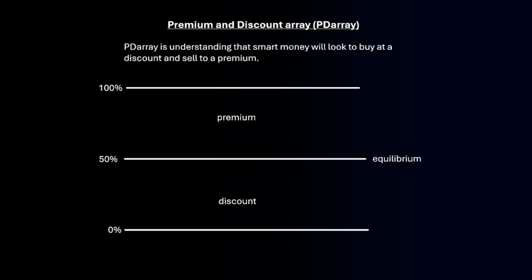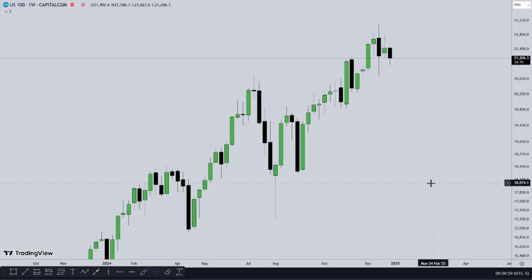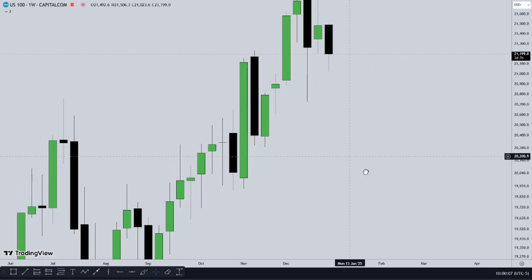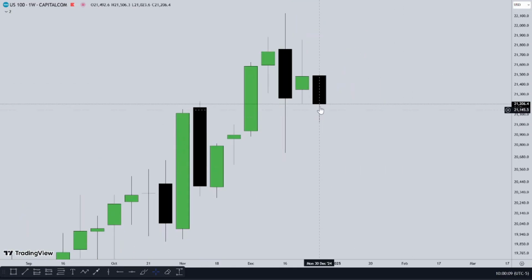So I'll be using the US 100. We'll move from the weekly time frame to the daily time frame and maybe touch on the 4-hour time frame. So let's move to the chart. Now we're on the weekly time frame of US 100. On this weekly time frame, let's look at the recent premium and discount array. Here's the current price action at the time I'm doing this video.